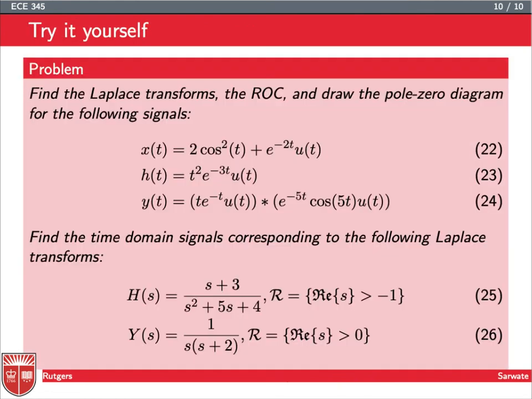As always, try to do a couple of examples yourself. Find the Laplace transforms and ROCs and draw the pole-zero diagrams for a bunch of different signals, and then try to find time domain signals corresponding to the Laplace transforms given here. In doing so, you build more intuition about how manipulations of a signal lead to manipulations in the Laplace domain. That will help build the intuition we're going to use to understand what's happening to system properties in terms of what's happening to the Laplace transform.